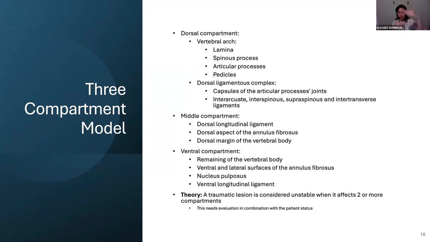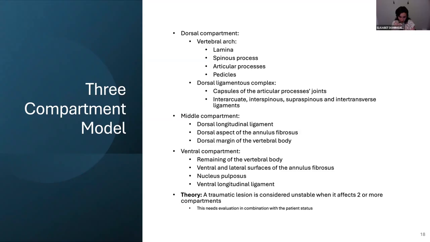So we have the vertebra divided in three compartments. The dorsal compartment contains the vertebral arch and the dorsal ligamentous complex. Inside the vertebral arch, we have the lamina, spinous processes, articular processes, and the pedicles. For the dorsal ligamentous complex, we have the capsules of the articular process joints, and then several ligaments: interarcuate, interspinous, supraspinous, and intertransverse ligaments.